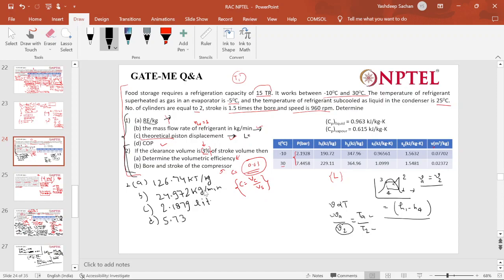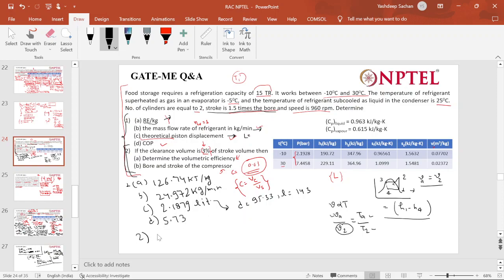And okay, here it is in this way. The dimensions you can also find. I think they have given some relation, stroke to bore. So the dimensions are, D is 95.33 and L is 140.